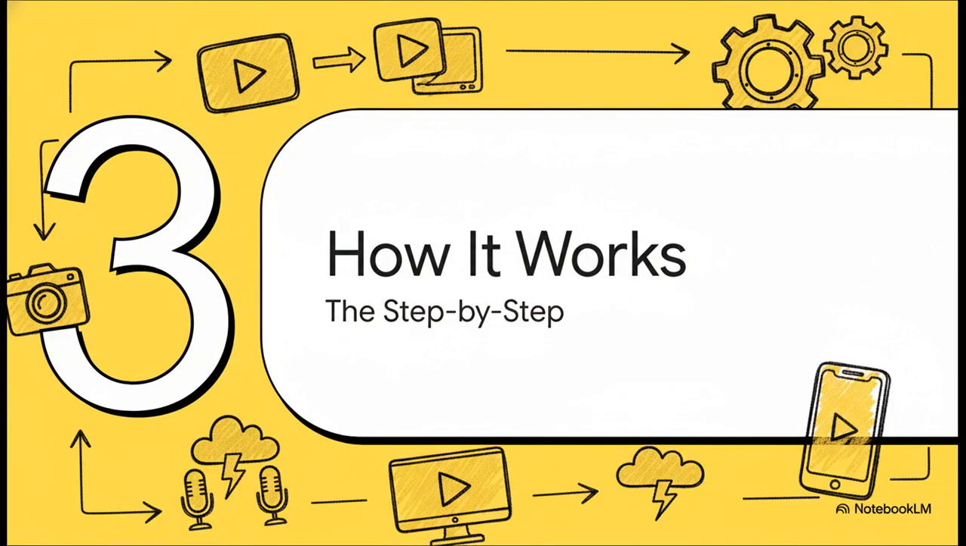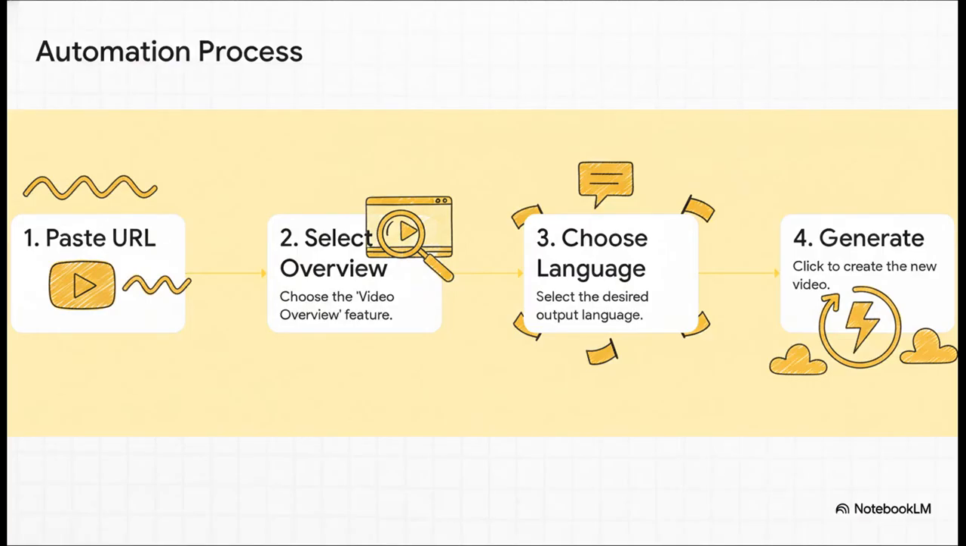Okay, so that's the what. But what about the how? How does this thing actually work? Well, the source video lays out a process that is honestly surprisingly simple. The whole process is broken down into just 4 steps. Step 1, you paste a video URL. Step 2, you choose a feature called Video Overview. Step 3, and this part is a potential game changer, you pick the language you want for the final video. And finally, step 4, you click Generate. And that's it. That is the entire one-click promise right there.